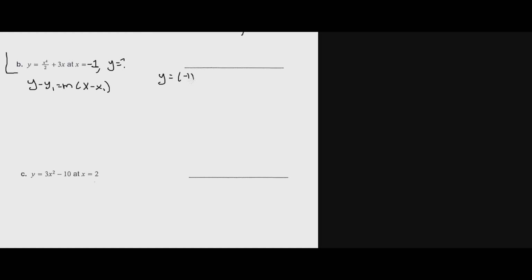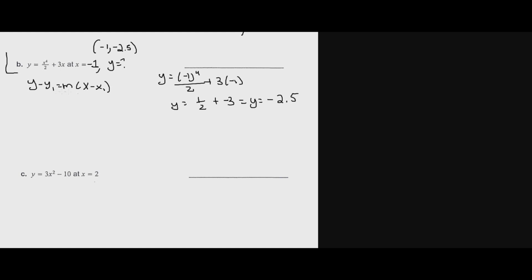We'll plug in -1 to the 4th divided by 2 plus 3 times -1. -1 to the 4th, if you do that out, that's just 1/2 plus -3. Okay. So what we're going to get here is y is equal to -2.5. Okay, just, 1/2 plus -3, you get -2.5. So let me write it up here. I know now that when my x value is -1, my y value is -2.5.